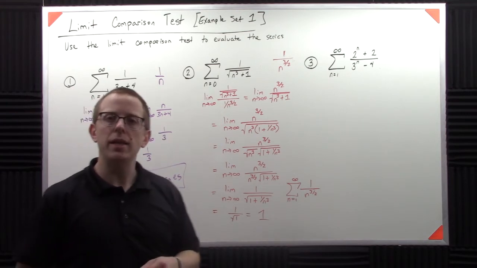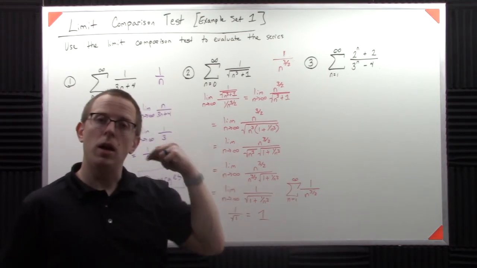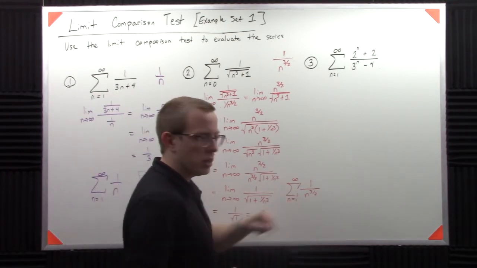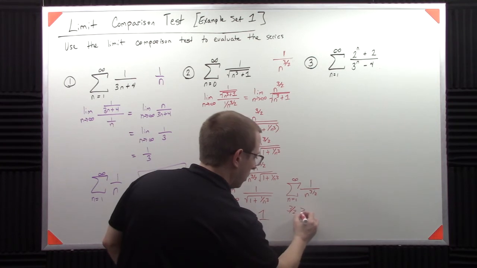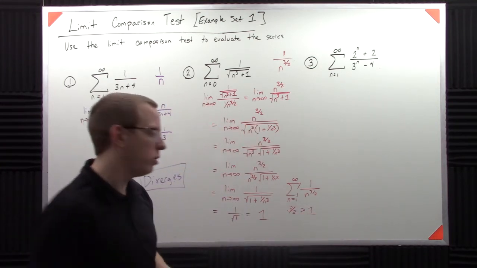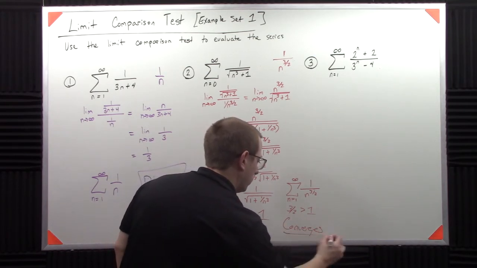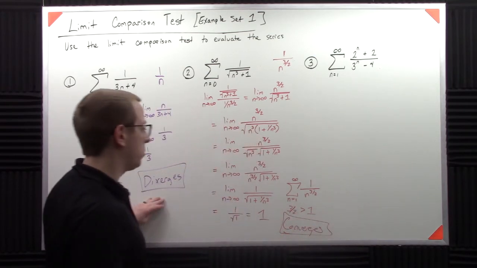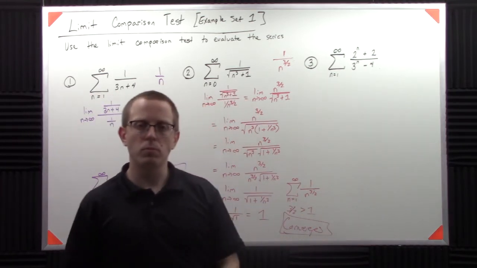Well, if you look at that, that's a p-series because it's 1 over n to a power. And so I take a look at what this p is. Well, that's larger than 1. So since the power is larger than 1, it converges. So this one diverged, this one converged. So now we have to look over here.